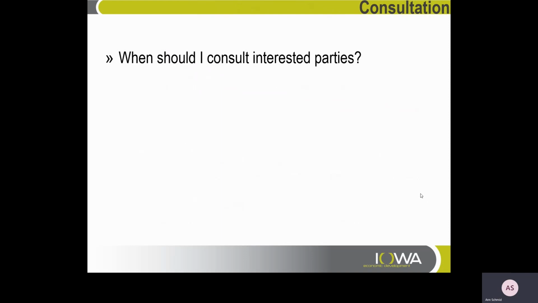So when should you consult all parties? Once you have completed your area of potential effects, your identification and evaluation, and you've gone through that effects assessment process, you'll need to start preparing your consultation.